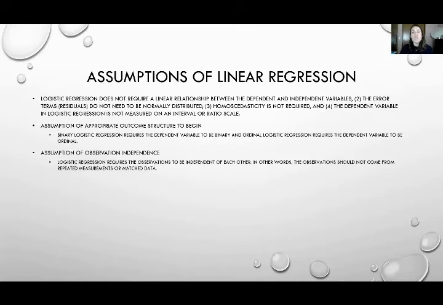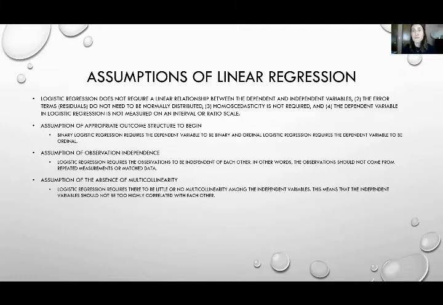There's an assumption of observation independence. So logistic regression requires observations to be independent from one another. In other words, the observations should not come from repeat measures or matched data. And there's an assumption of the absence of multicollinearity, and that means that logistic regression requires there to be little or no multicollinearity among independent variables. This means that the independent variables should not be too highly correlated with each other. Okay, so we don't really want correlation between our predictor variables.